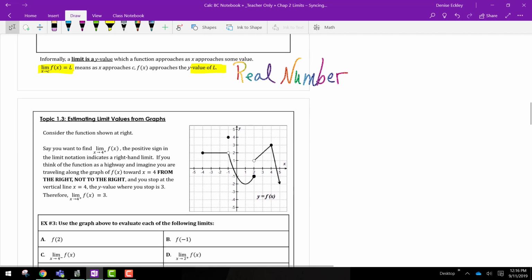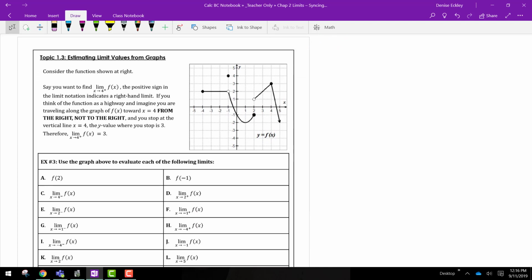So consider the function shown at right. You want to find the limit as x approaches 4 from the right. The positive sign tells you it's the right-hand limit. So if you want to think of the function as a highway, as I was showing you in the last example, it says from the right, not to the right. So that means you're headed towards 4, but you started off to the right somewhere.